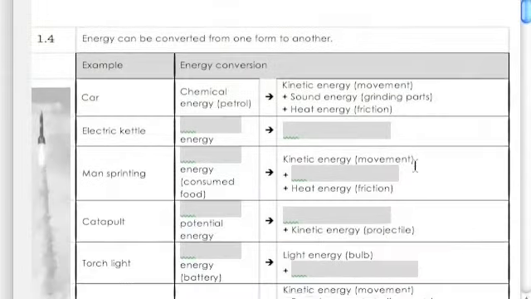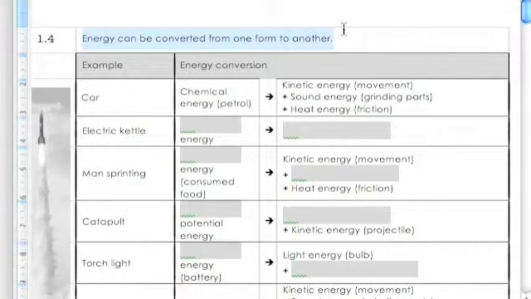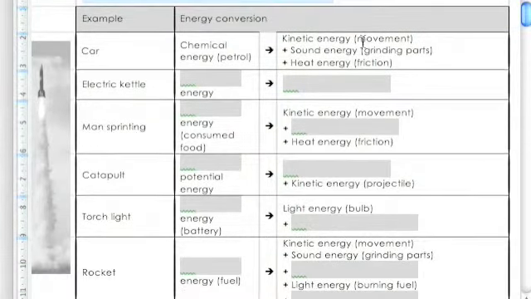Now, as you can see from the video just now, energy can be converted from one form to another. This is a very crucial and important concept. There are a few examples here of a car, where the petrol that is being pumped into the car is the chemical energy, chemical potential energy. And when you burn the fuel, the car starts to move. That would therefore be kinetic energy.